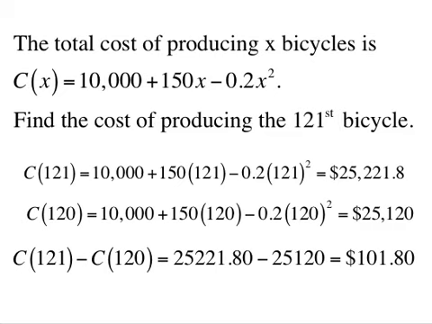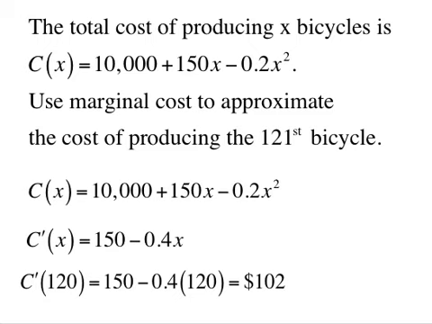But the derivative can give us a relatively good approximation as long as this difference of 1 is relatively small compared to the other numbers. So how do we do that? We have our cost function here, 10,000 plus 150x minus 0.2 times x squared. Taking the derivative, that's 150 minus 0.4x. What we're going to do is plug 120 into that derivative function. So we get 150 minus 0.4 times 120, which gives us $102. That is the approximate cost of producing the 121st bicycle.